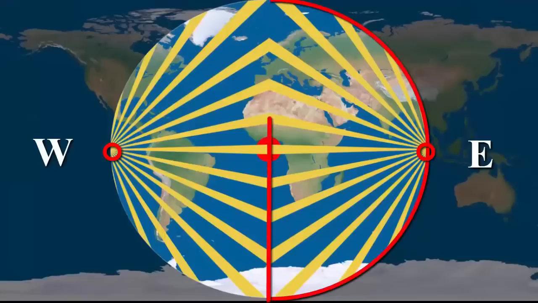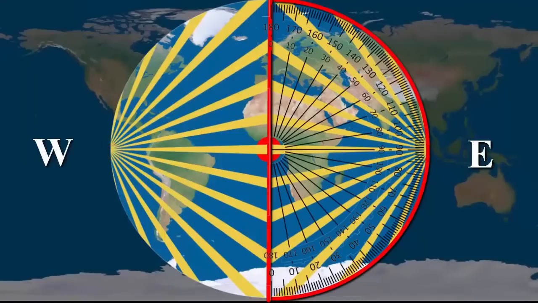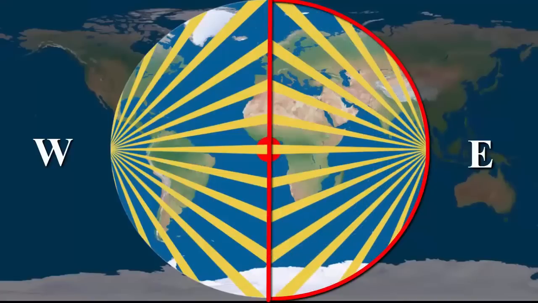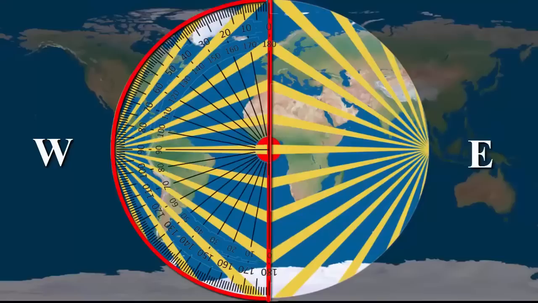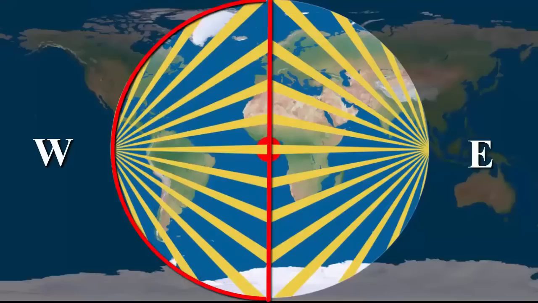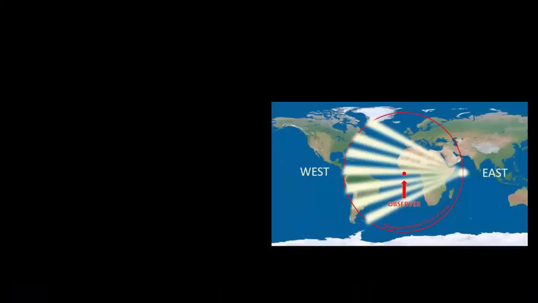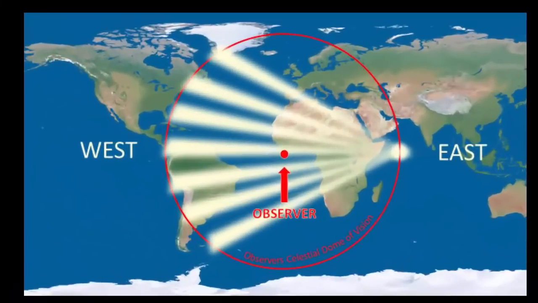You have your eastern hemisphere, that would be a 180-degree view of the crepuscular rays. And then on the western hemisphere of your dome of vision or circle of vision, you have a 180-degree view of the anti-crepuscular rays. The rays come up, they spread out overhead, and then they converge on the other horizon, on the western horizon, as anti-crepuscular rays.